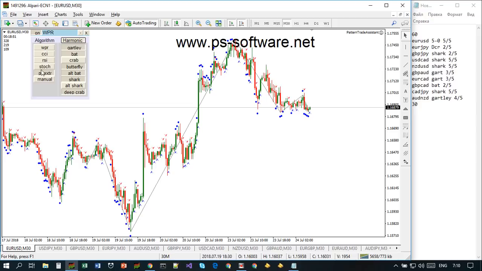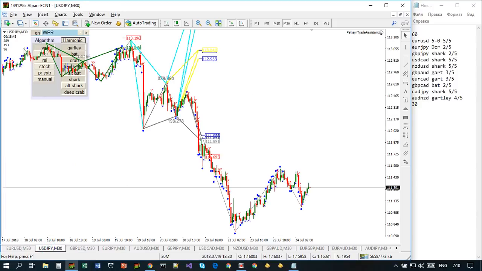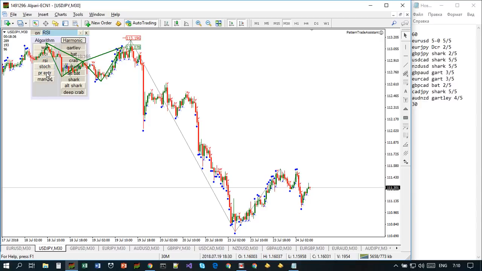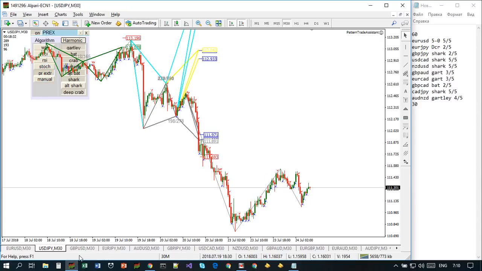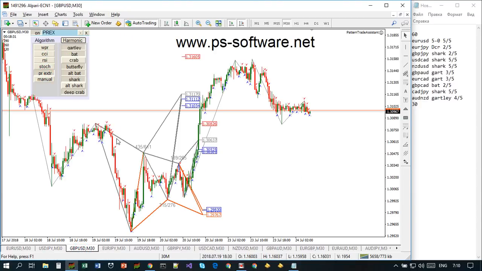Well, nothing is there. Dollar yen. Okay, what? This one. Nothing is there. GBP USD.